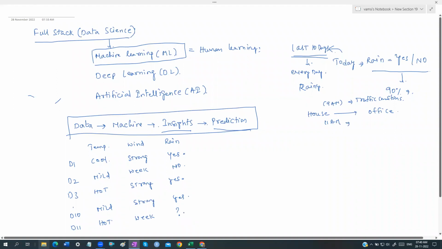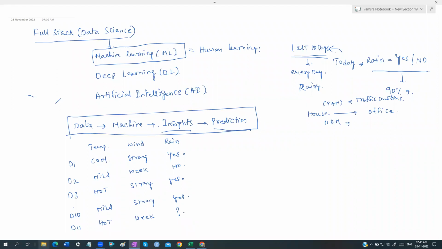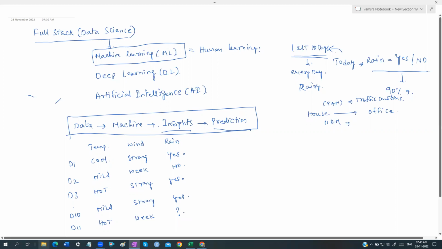It does not look at any weather reports. It does not get any data from weather reports or satellite images or anything like that. So depending on today's temperature and today's wind conditions, it is going to predict whether it will rain or not. Hope you got the point, guys.